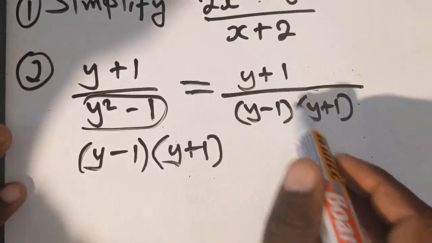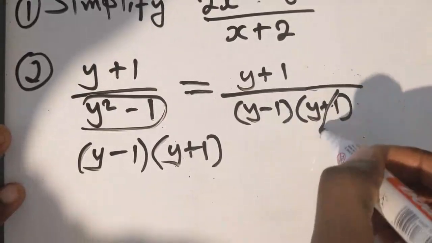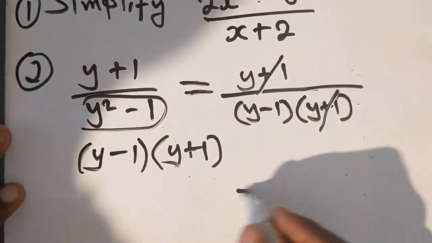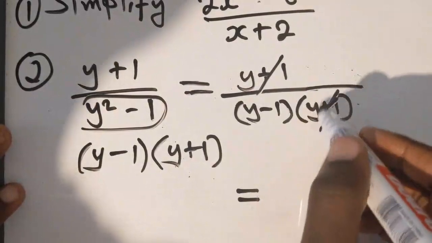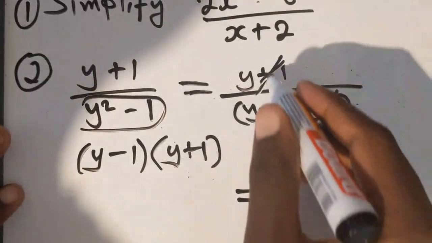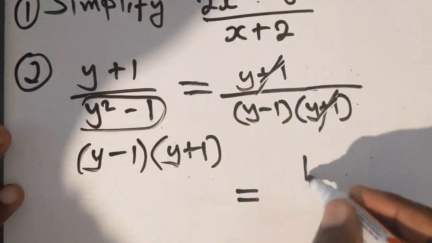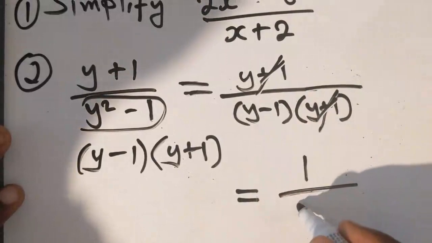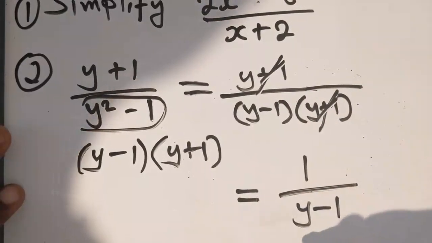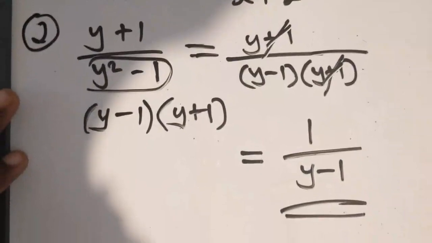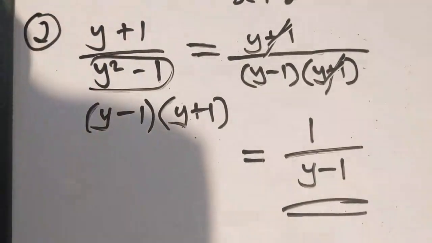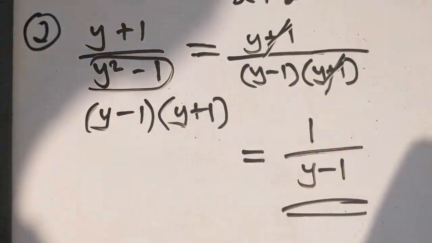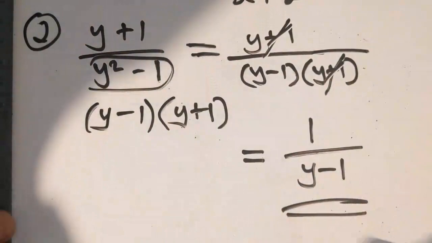Then you just compare which ones are the same. This will go in this one time, so the answer will be 1 over what remained here, y minus 1. This is supposed to be your answer. So these questions are coming, make sure that you do them. I'm doing questions that mostly come in the exam.